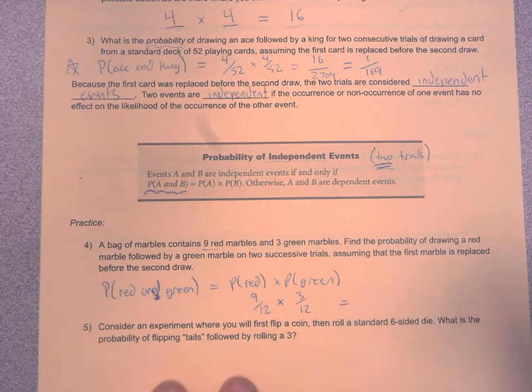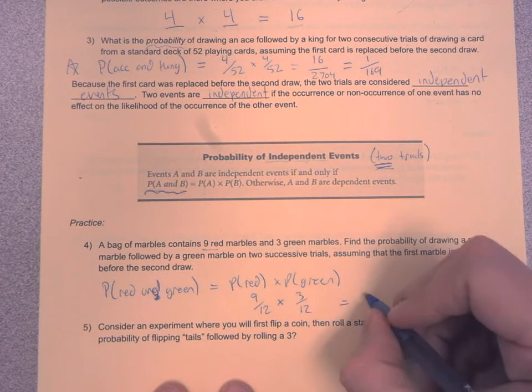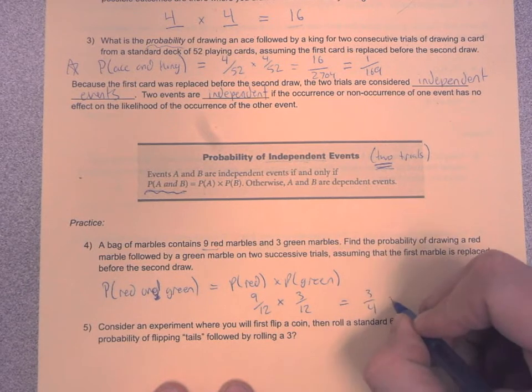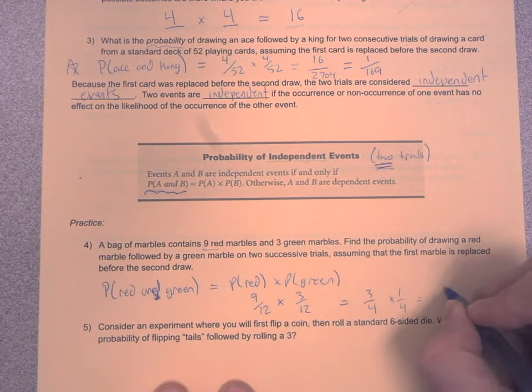If we simplify the fractions first to make our multiplication easier, we're going to get 3 out of 4 times 1 out of 4, which is 3 out of 16. There's a 3 out of 16 chance there.